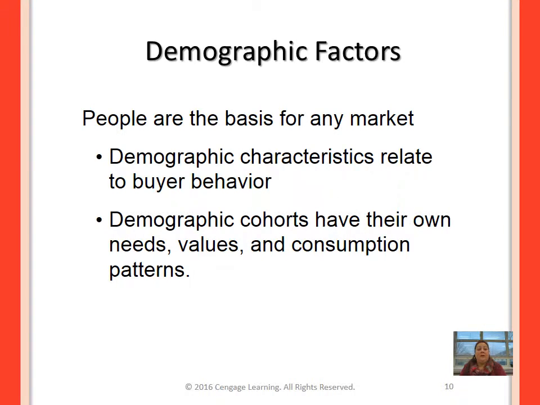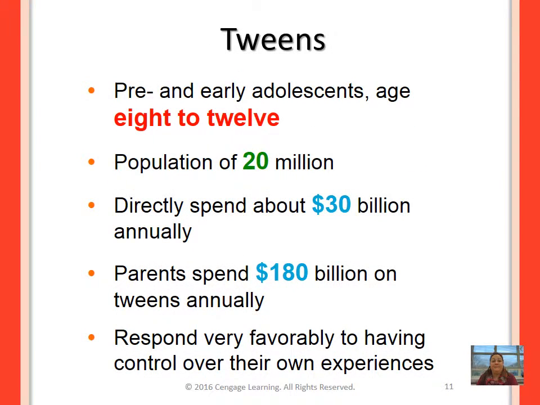Demographic factors are an uncontrollable variable in the external environment. Demography is the study of people's vital statistics such as age, race, ethnicity, and location. Demographic characteristics are strongly related to consumers and their buying behavior. Tweens are a group of people that marketers refer to as an age cohort group. In the coming slides you'll see tweens, teens, Generation Y, Generation X, and baby boomers. Each of these groups has its own needs, values, and consumer buying patterns.